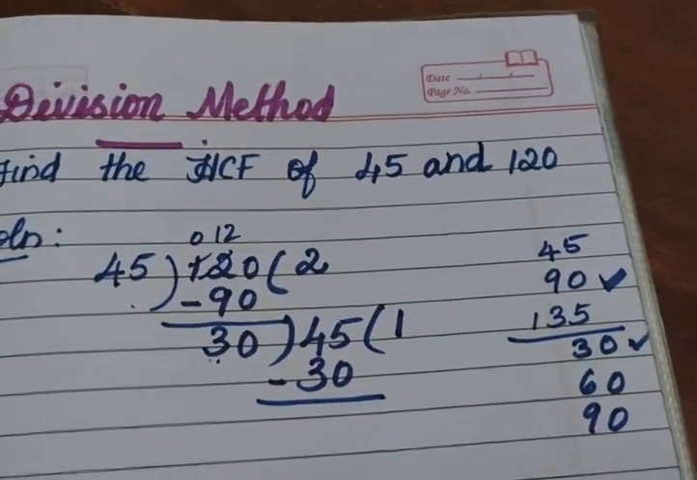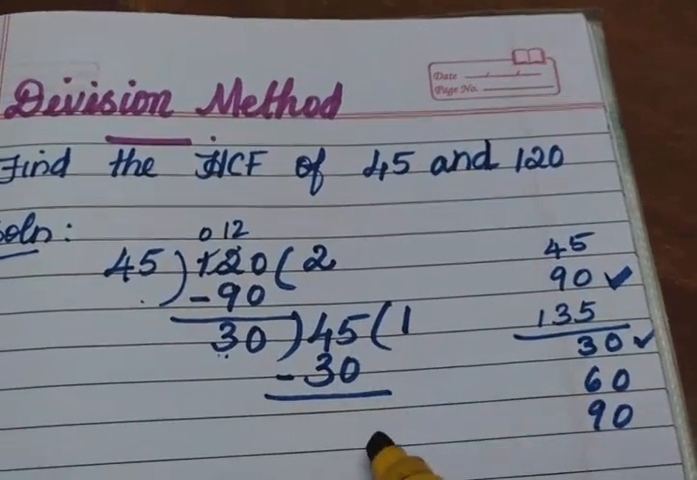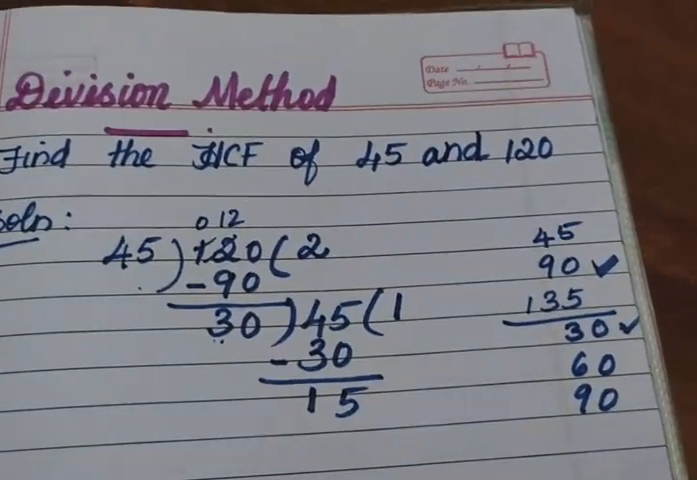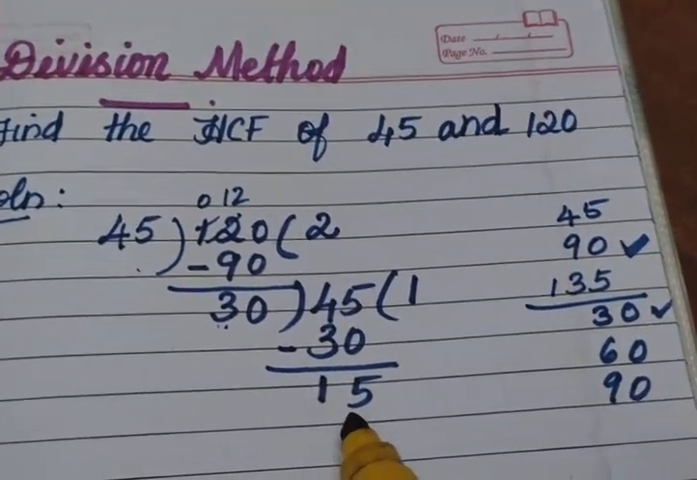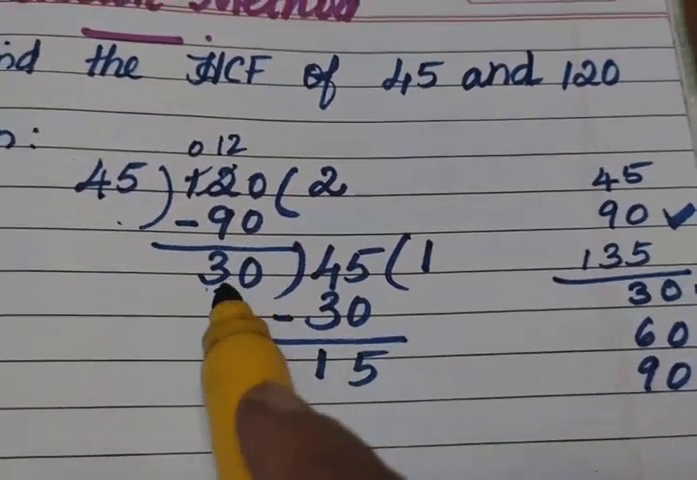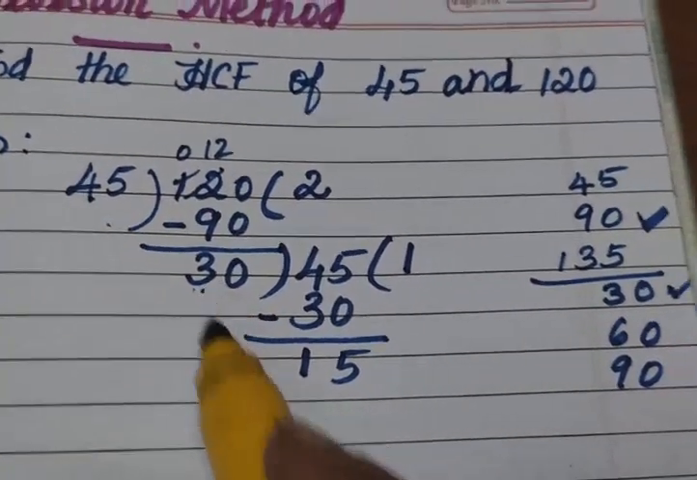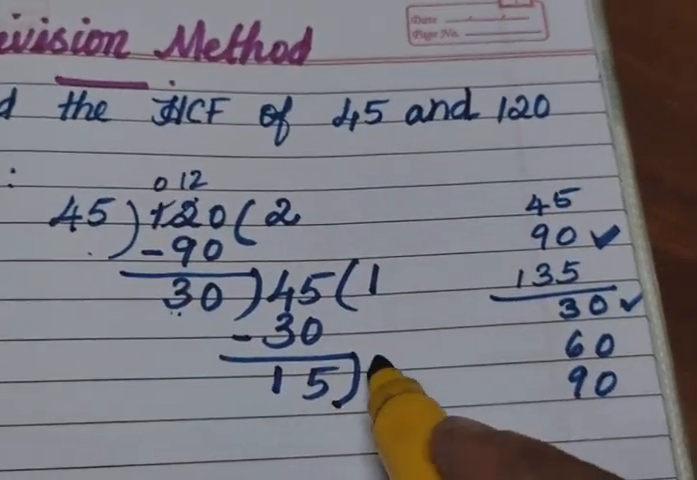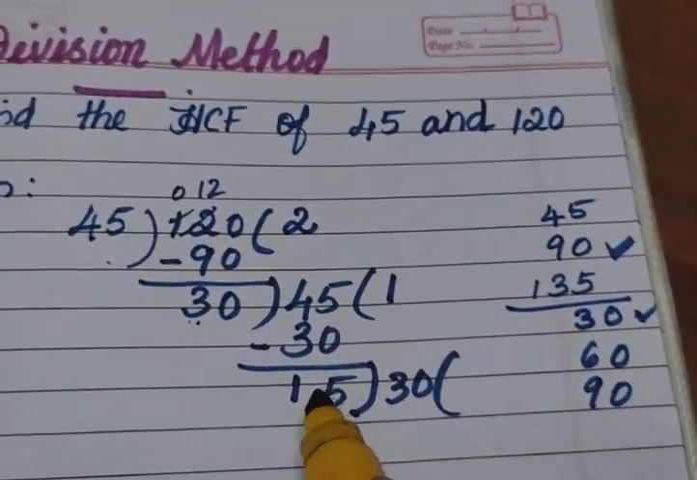Now subtraction. 5 minus 0, 5. 4 minus 3, 1. Now 15 is the remainder. Okay children, 15 is the remainder. This 30 is the divisor, isn't it? Now we are going to divide this divisor 30 by this remainder.